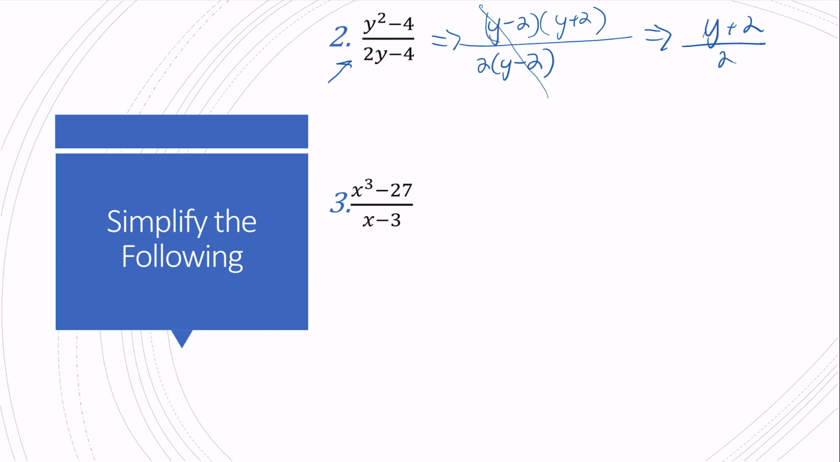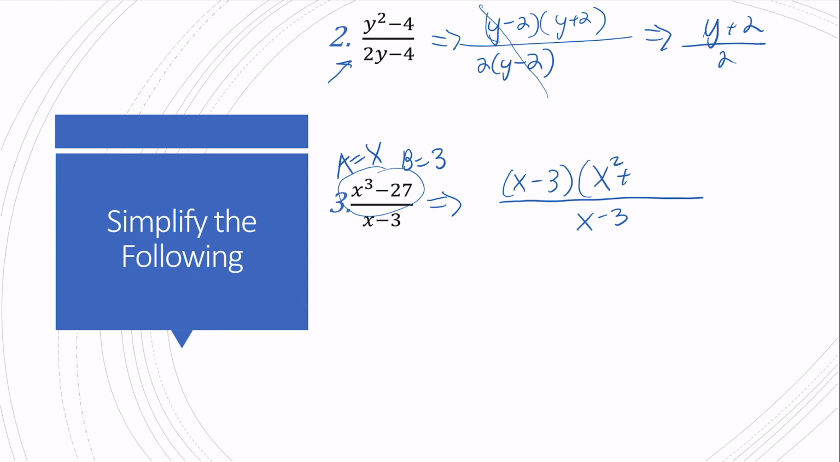For problem 3, I have x cubed minus 27 over x minus 3. Luckily for us, that denominator is already fully factored. This numerator is going to factor, I know, because it's a difference of cubes. So my a is x and my b is 3. Remember, this is the formula you have to memorize. So I have x minus 3 times x squared plus a times b, so that's 3x, plus b squared, which is 9. My x minus 3 terms cancel, and I'm left with x squared plus 3x plus 9, which cannot be factored any further.